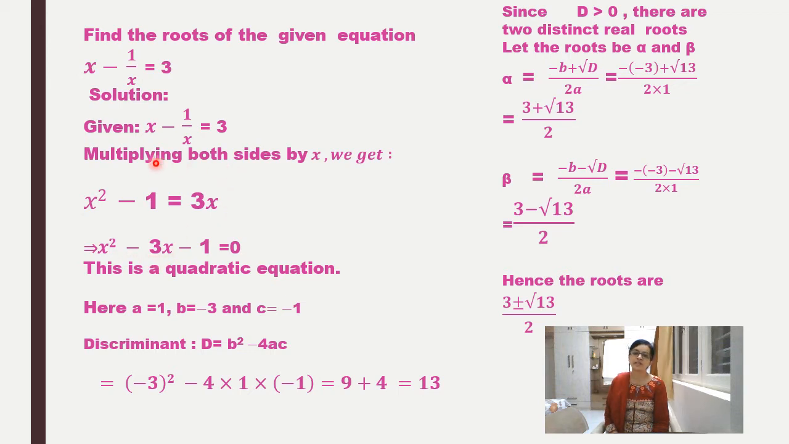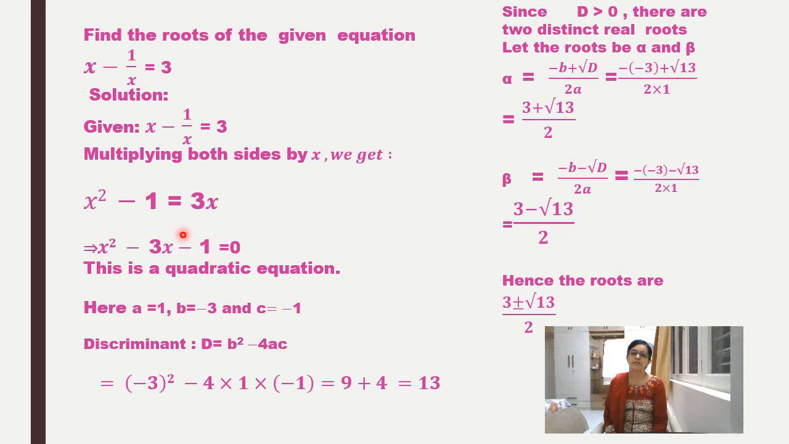Now the sum is very simple. You just have to find the roots by applying the quadratic formula. For that, you have to find the discriminant. That is, discriminant is b squared minus 4ac. Now, how will you find the discriminant? First, you have to write the values of a, b and c. Here, a is equal to 1, b is equal to minus 3, as you can see in the quadratic equation. And c, the constant term, is equal to minus 1.